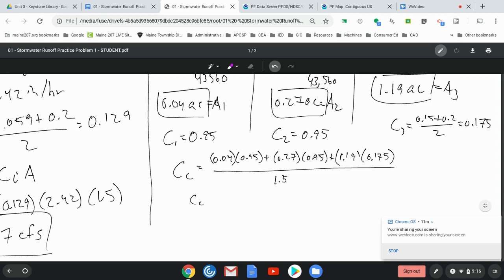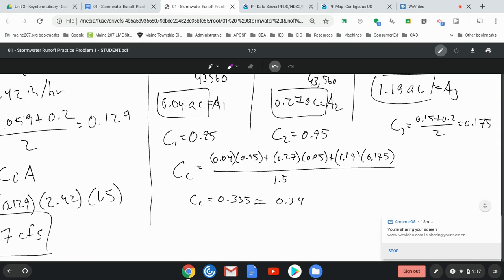All right, so you do all that, and you type that into your calculator. It's going to take me a second to do that. All right, so 0.04 times 0.95 plus 0.27 times 0.95 plus 1.19 times 0.175, close my parentheses, divide by 1.5, and you should get somewhere around 0.335, which I'm going to round up to 0.34.